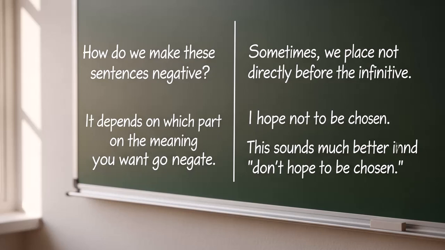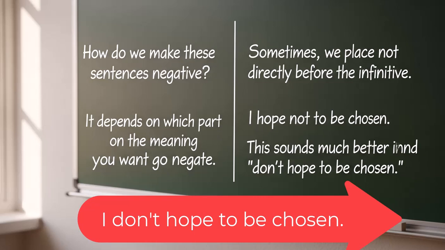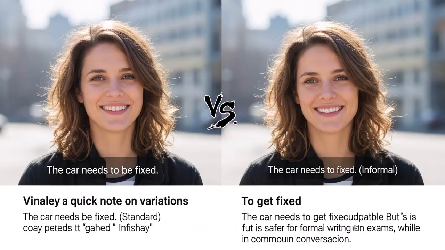However, with verbs like like, we usually negate the main verb. They don't like to be played with. Saying they like not to be played with sounds awkward and unnatural. So you must decide, are you negating the feeling, don't like, or the outcome, hope not to be?